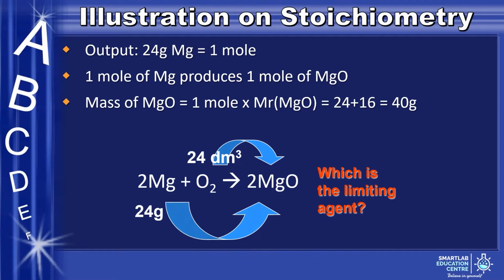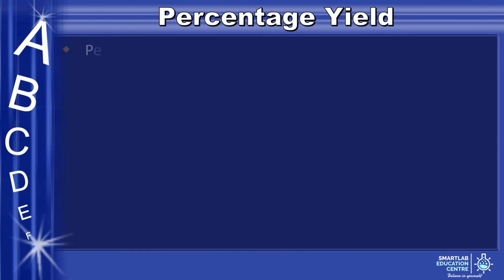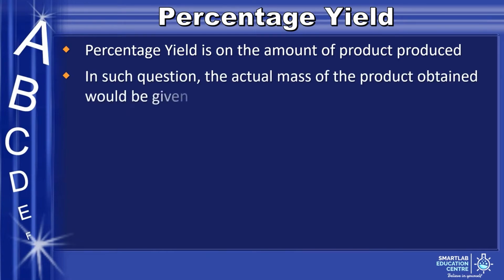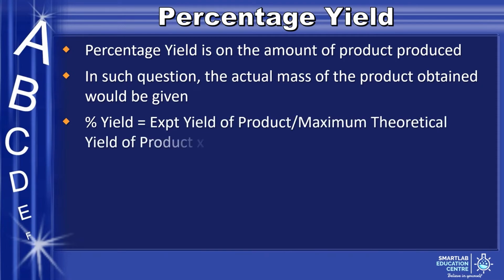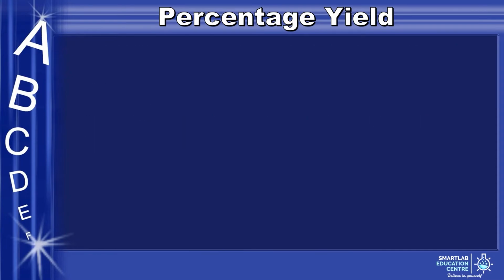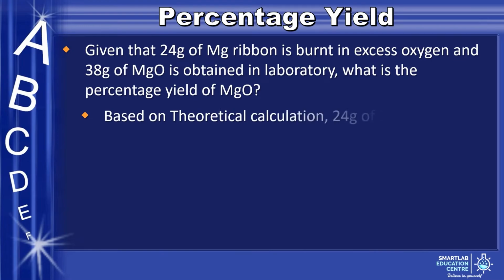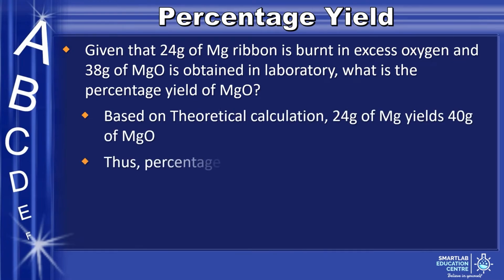Percentage yield is with regard to the amount of product produced. In such questions, the actual mass of the product obtained would be given. The percentage yield is equal to the experimental yield of product over the maximum theoretical yield of product times 100%. Let's now look at this example where we have to determine the percentage yield of magnesium oxide. In theory, since 40 grams of magnesium oxide is supposed to be produced, the percentage yield will be 38 over 40 times 100.